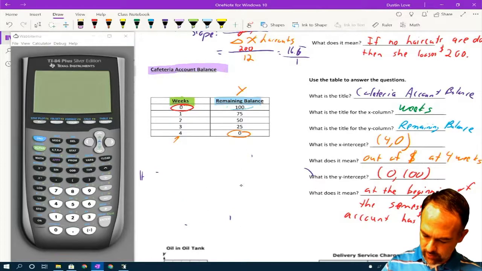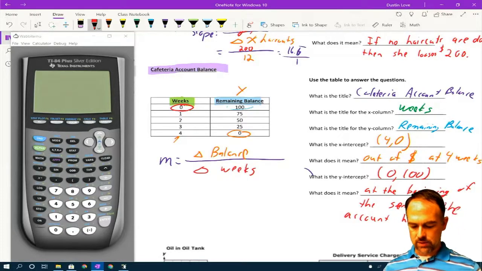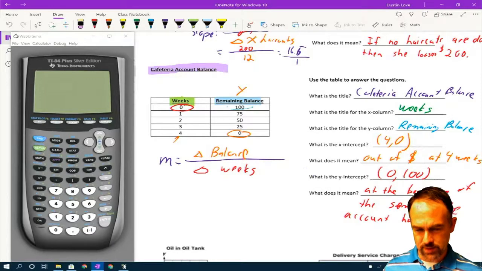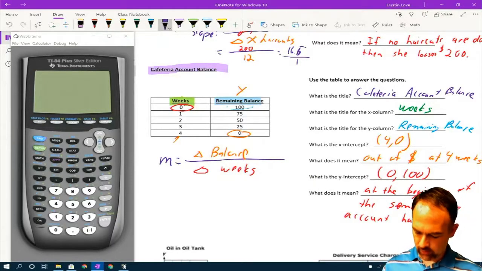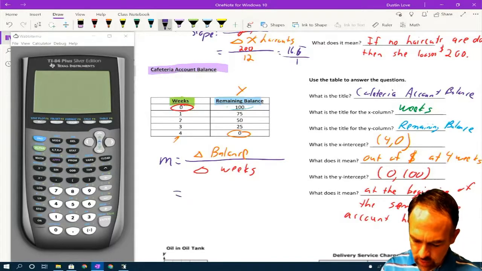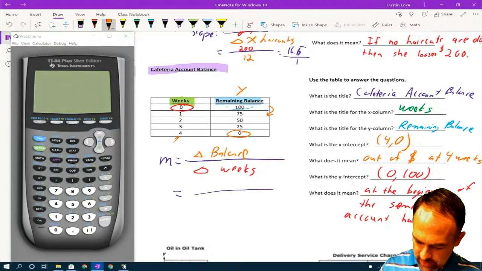We're going to talk about slope quite a bit on the next page. Slope is always change in y, which in this case is balance, divided by change in x, which is weeks. So that looks like that's going to be how much the balance is changing per week. So balance per week is what our slope is going to tell us. So if I look at the numbers there, I can do my delta y and delta x just like I did before on a table.